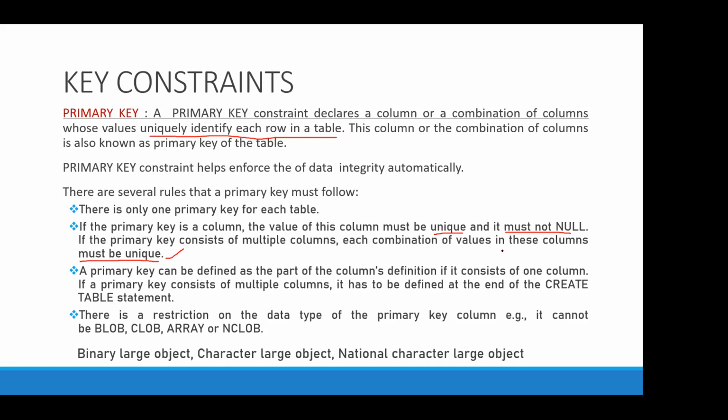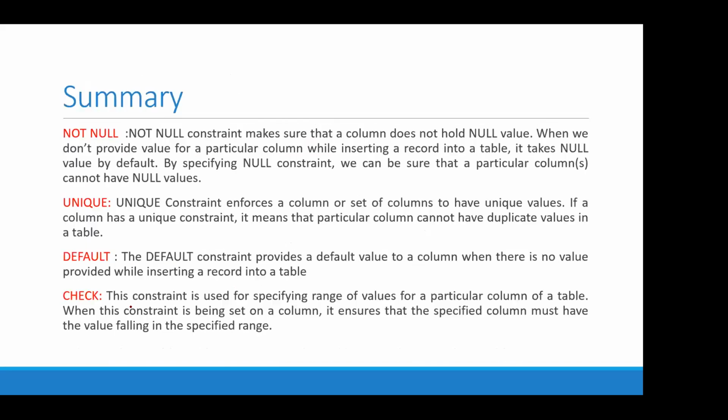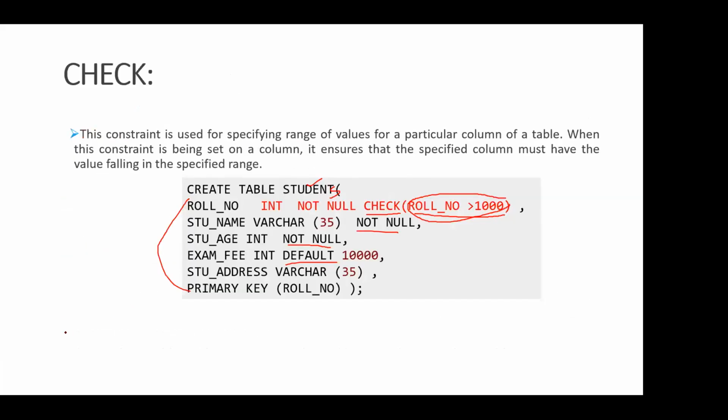A primary key can be defined as part of the column definition. It can consist of one column or multiple columns. It has to be defined at the end of the create table statement. You saw in the previous slide where we defined the primary key at the end of the create table statement. Just check here: the primary key is given at the end of the table.